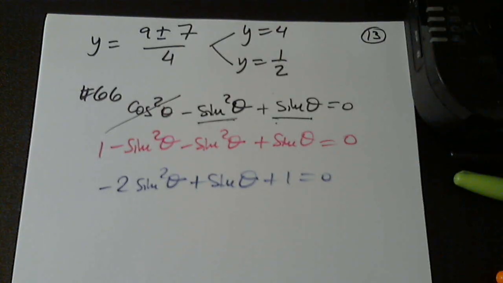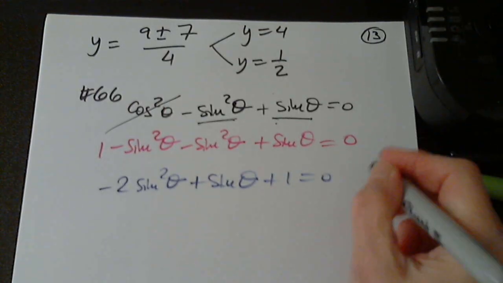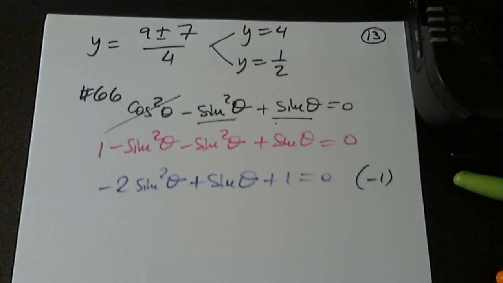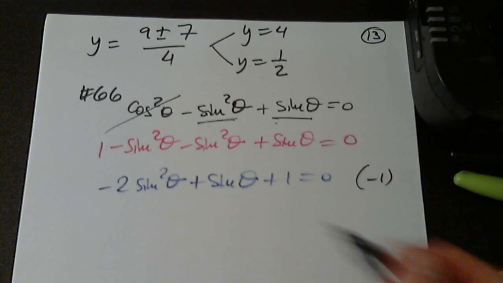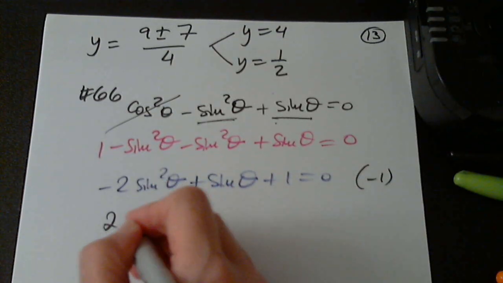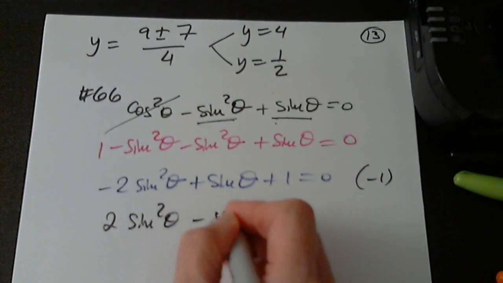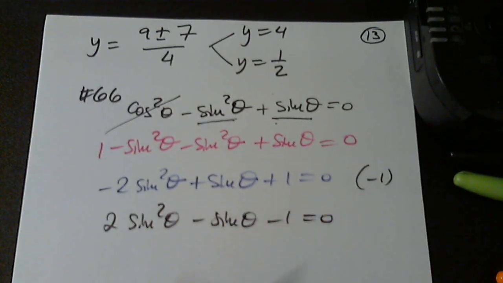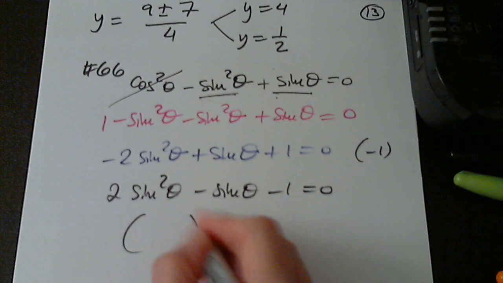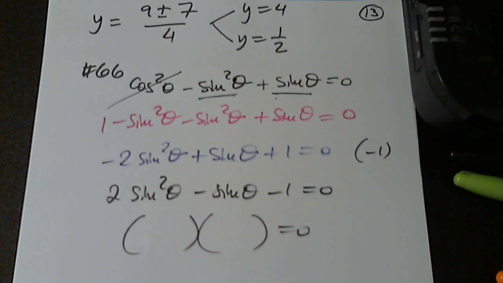As I mentioned, only if my life depended on it, if somebody were forcing me somehow, I would solve a quadratic equation with a negative leading coefficient. So I'll multiply both sides by -1. 2 sine squared theta minus sine theta minus 1 equals 0. And I will factor or use the quadratic formula.